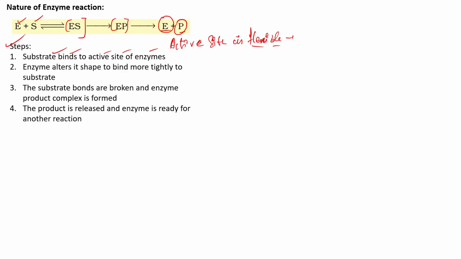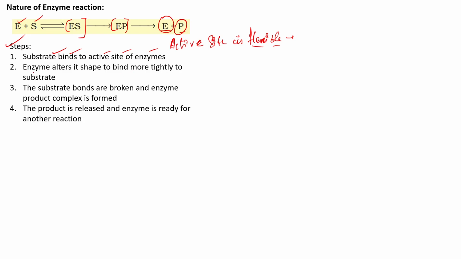There is no hard and fast rule that the shape of the active site of the enzyme should be complementary to the shape and structure of the substrate. Once upon a time we used to think that way, but now it is clear that there is no such stringent requirement. The active site can change its shape and structure according to the shape of the substrate. Hence we say that the active site is flexible in nature.